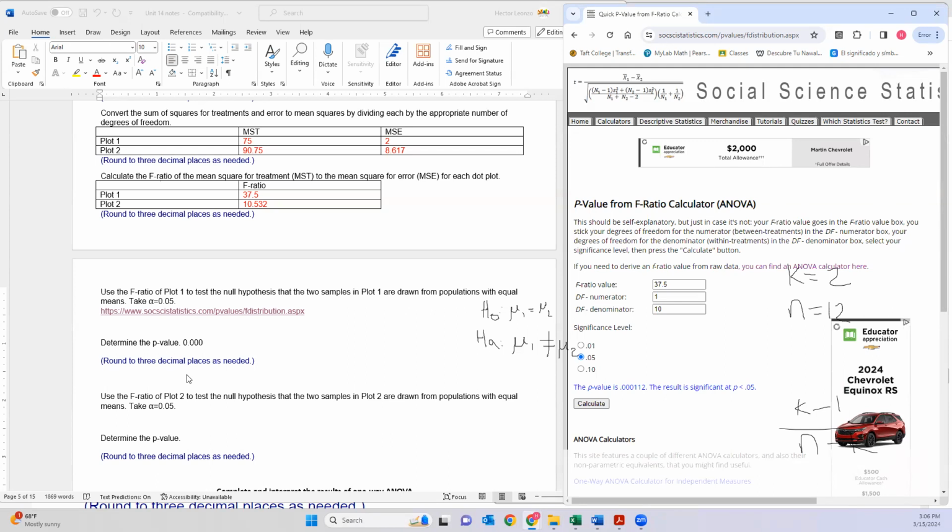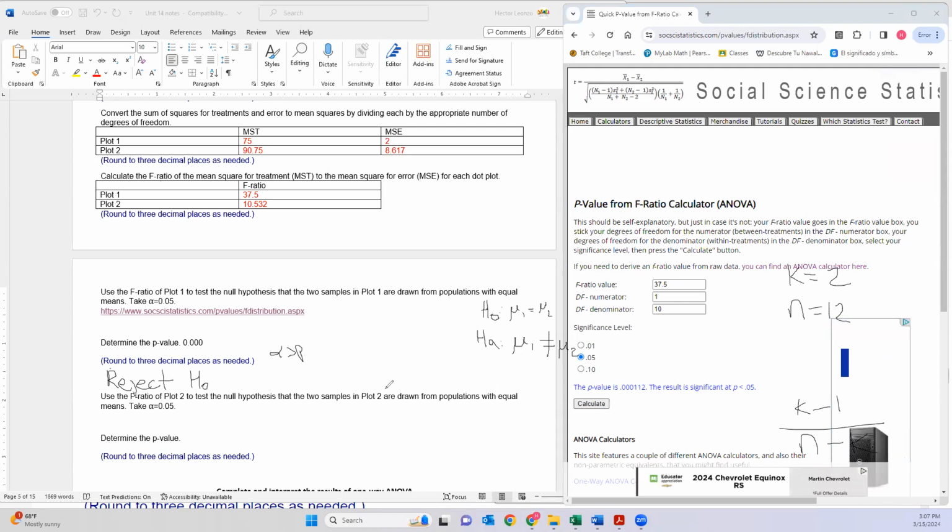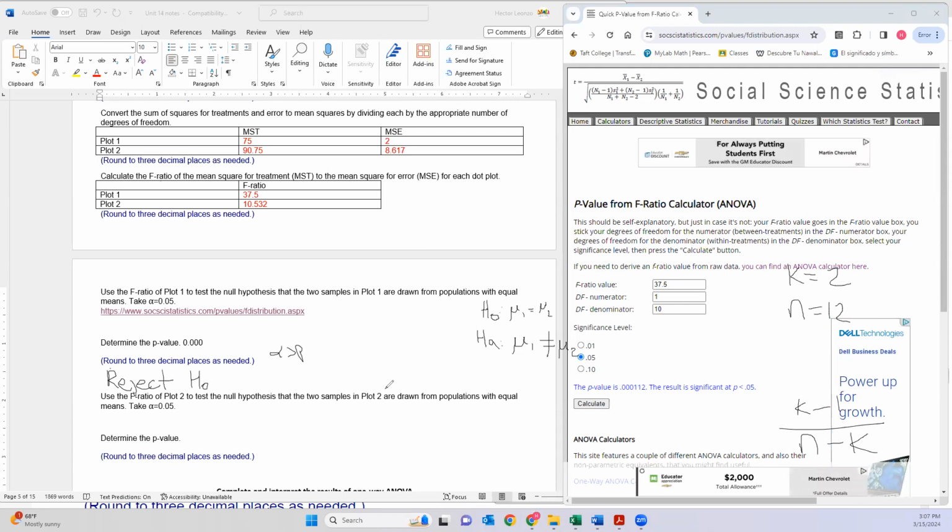Now here, my p-value is 0. My alpha is 0.05. Because my alpha is bigger than my p-value, I'm going to say reject the null hypothesis. And why am I saying this? Because alpha is bigger than p. If p would have been bigger, then I would accept the null hypothesis. So there is sufficient evidence to show that the samples are drawn from populations with different means.